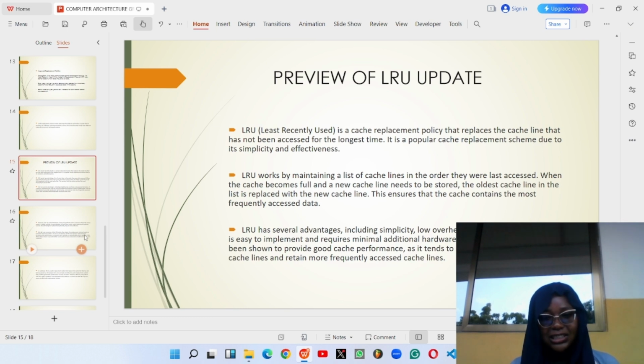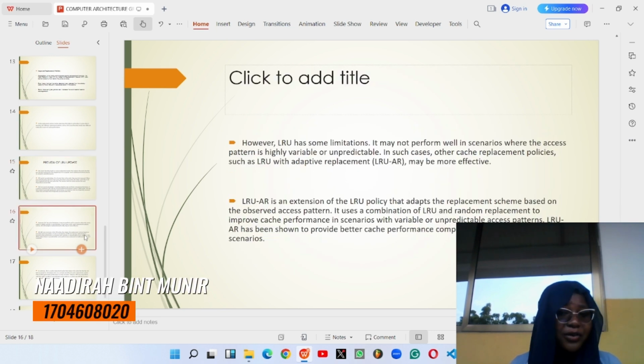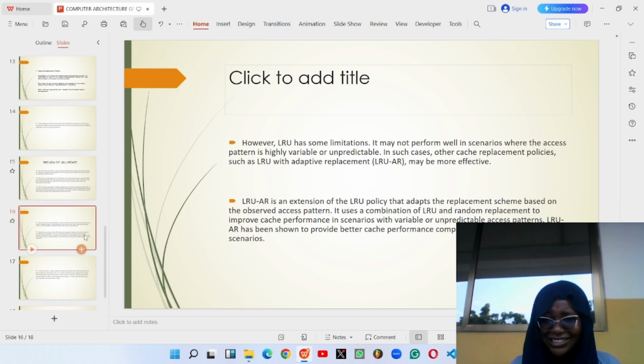LRU has several advantages, including simplicity, low overhead, and good performance. It is easy to implement and requires minimal additional hardware support. Additionally, LRU has been shown to provide good cache performance as it tends to evict less frequently accessed cache lines and retain more frequently accessed cache lines. However, LRU has some limitations. It may not perform well in scenarios where the access pattern is highly variable or unpredictable. In such cases, other cache replacement policies such as LRU with adaptive replacement, which is LRU-AR, may be more effective.